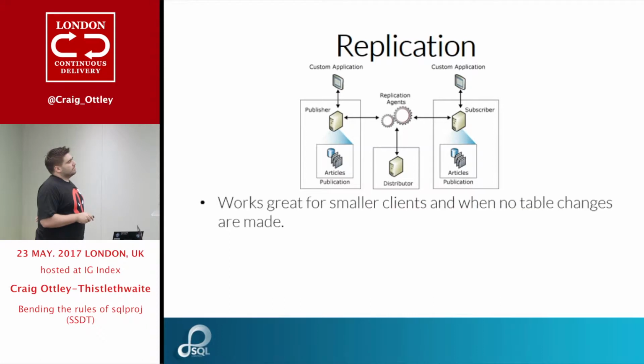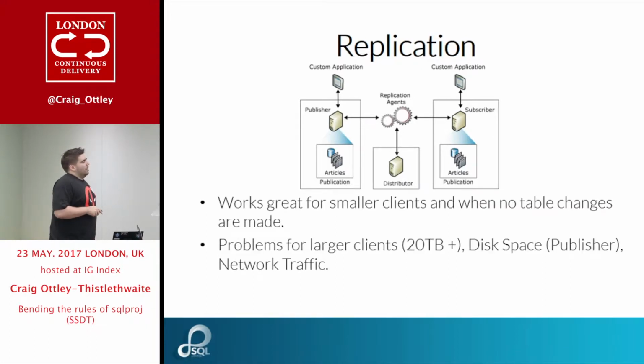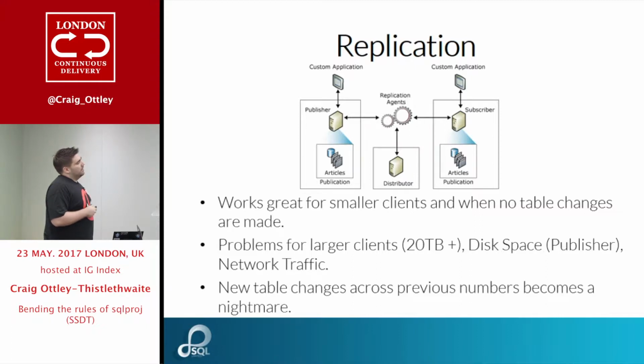Replication works great for smaller clients and when no table changes are made. But a client could always change their tables. Again, we had the problem for larger clients: the disk space, the publisher especially, and the network traffic, because we're moving over quite a lot of data. And new table changes become a nightmare. If you know anything about replication, you have to go in and select what you want to replicate, and if you want to look after 296,000 objects, it becomes a bit of a pain.